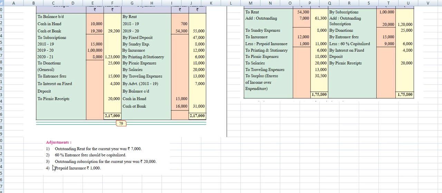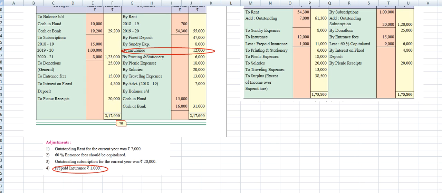The fourth adjustment is prepaid insurance of 1,000 rupees. The insurance amount paid is 12,000 rupees, and prepaid insurance is 1,000 rupees. So these are the four adjustments for the receipts and payment account.